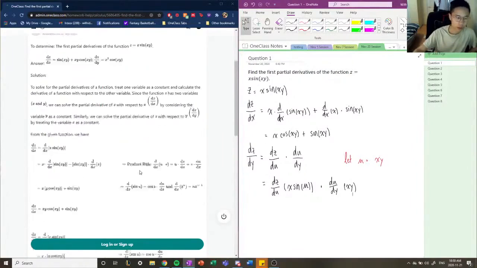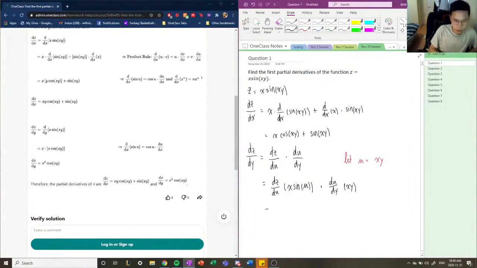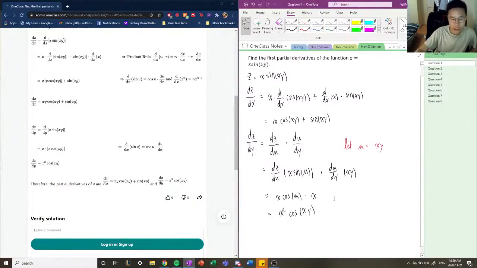The first outside derivative: the derivative of sine is cos, and we leave x as a constant. We assume it's like a number, and with any other constant, we just keep it the same. So this would be x cos u. Oh wait, why did I write 4? It should just be x. And the derivative of xy with respect to y would just be x. Now we sub back in our u, so we have x squared cos of xy. You see here that we kept this x and this x constant. We didn't get rid of it, but we treated it as a constant.